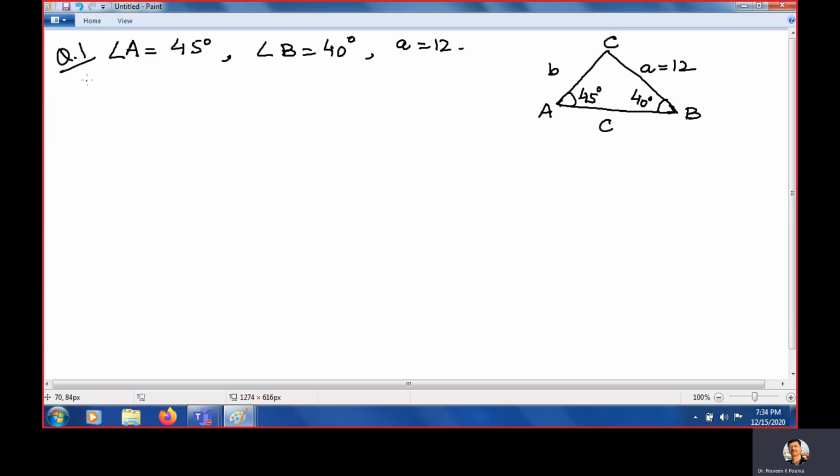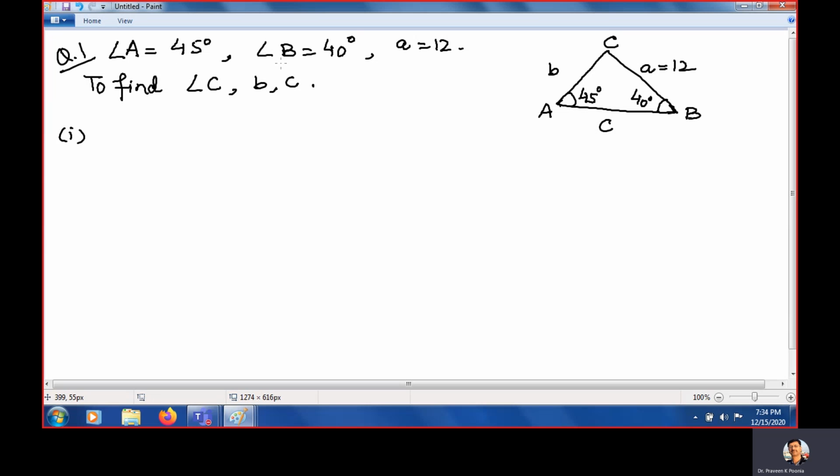What we need to find? Angle C, side B, and side C. These 3 things we need to find. So in every question they will give you 3 things and you need to find the remaining 3 things. Clear? So first we will find the angle, because 2 angles and 1 side are given. Another question we will take where 2 sides and 1 angle are given. So we will solve 2 questions here.